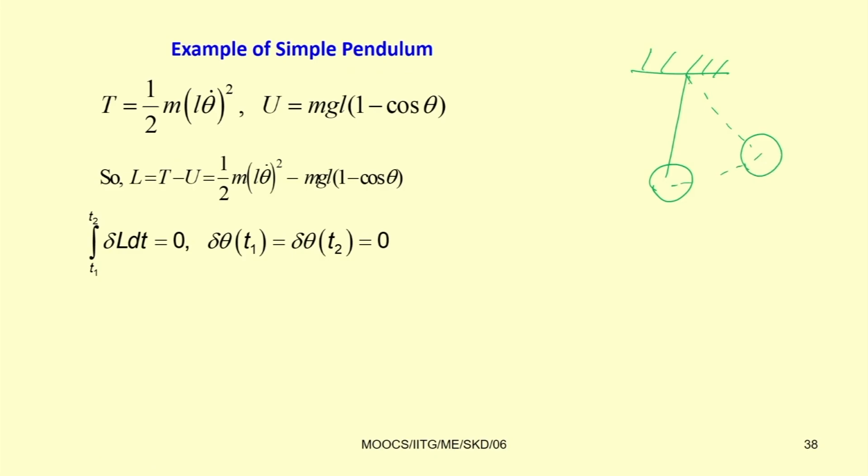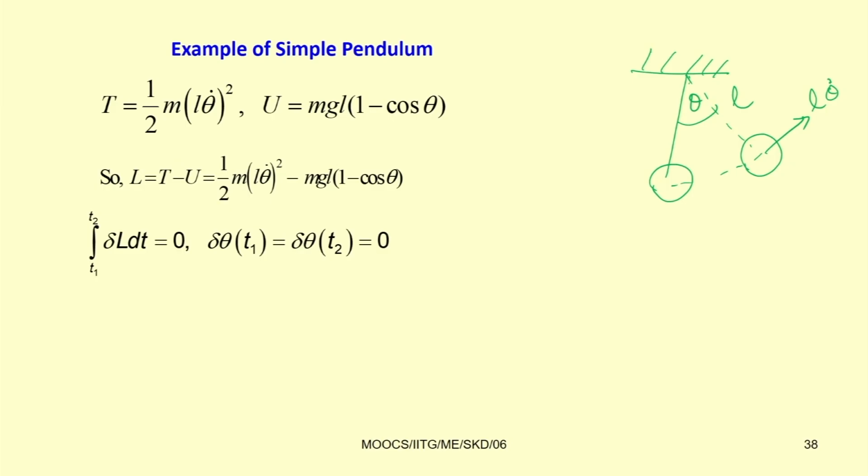So, we have already seen that if this angle is theta and this length is L, the velocity equals L theta dot. So the kinetic energy T equals half m L squared theta dot squared, and the potential energy U equals m g L into (1 minus cos theta). So the Lagrangian L equals T minus U, equal to half m L squared theta dot squared minus m g L into (1 minus cos theta).